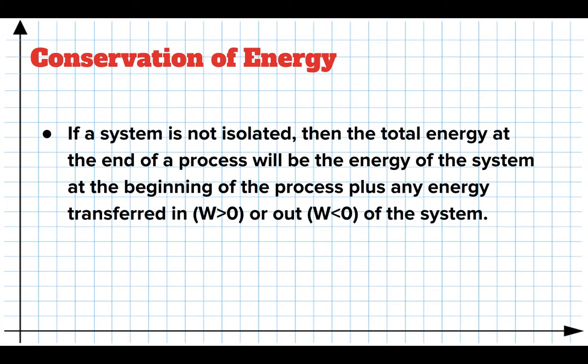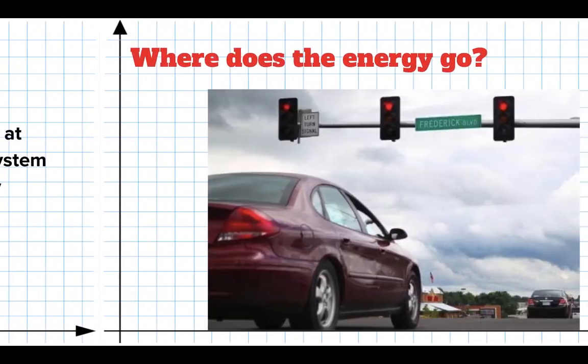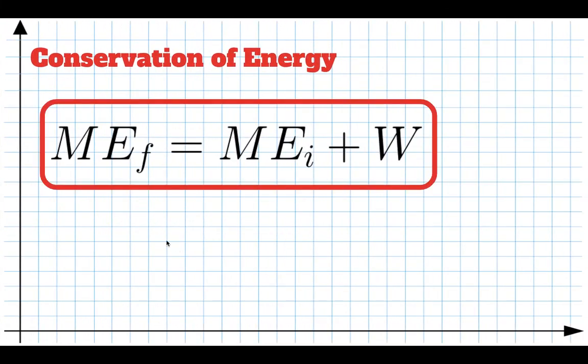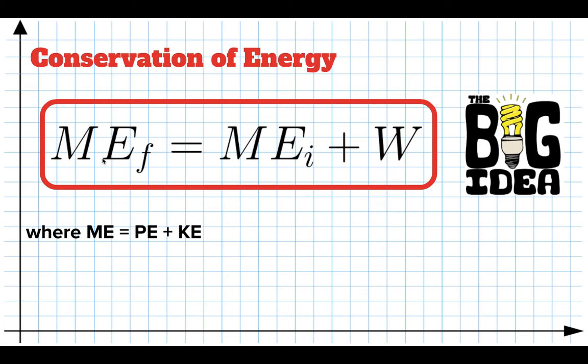So if we have a system that is not isolated, then the energy at the end will be whatever you started with plus any transfers. So we're going to write that like this. The energy at the end of the problem is going to equal whatever you started with plus any transfers, which kind of makes sense. If you start with 100 joules of energy and there's no transfers, you would expect to have 100 joules at the end. If you start with 100 joules, but you add 50 joules, then you would expect to end with 150. Okay? So this is the big idea.